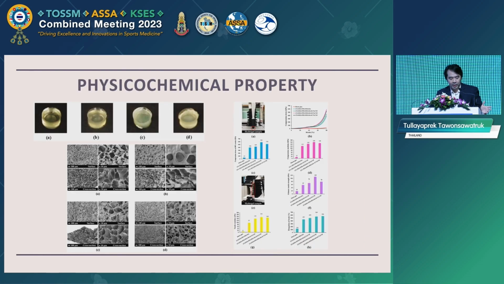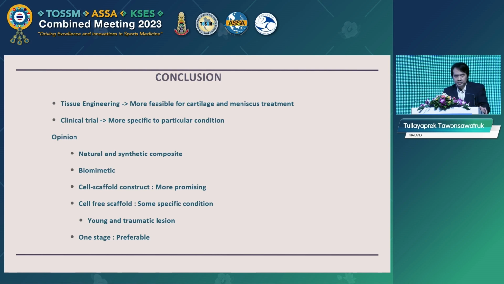We can do electron microscopy and test mechanical properties at different concentrations. In conclusion, tissue engineering is more feasible in cartilage and meniscus treatments. However, the clinical trial is specific to a particular condition. One approach cannot be used in every case; each needs to be used in a specific one. In my opinion, a natural and synthetic composite scaffold is the best. They need to be biomimetic. Scaffold constructs may be more promising.